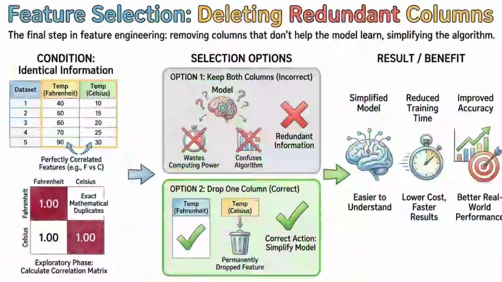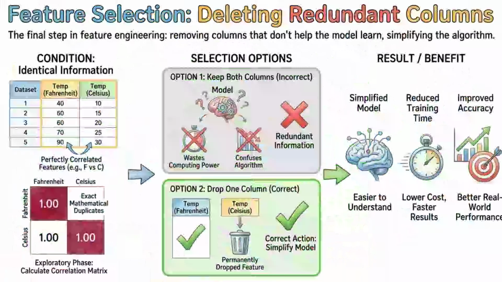The final step of feature engineering is feature selection, where you bravely delete columns that are simply not helping your model learn anything new. If two columns give the exact same information, like the temperature in Fahrenheit and the temperature in Celsius, keeping both of them only confuses the mathematical algorithm and wastes valuable computing power.